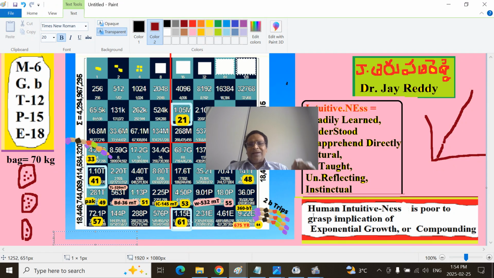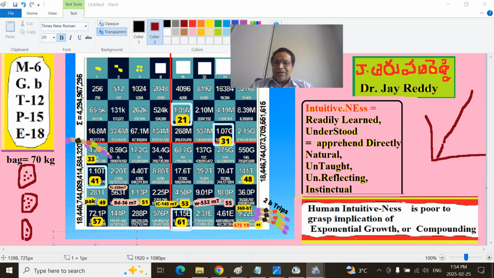That is, human intuitiveness is very poor to grasp the implications of this concept, that is compounding, exponential growth, that is something growing at a constant rate. So if you ask the simple question, suppose you take 1 grain here, put it, double it, 2 grains, again double it, 4 grains. How many grains have to go here?